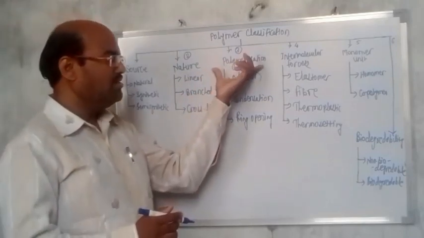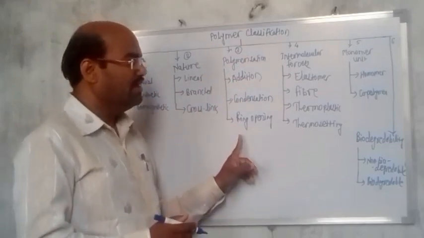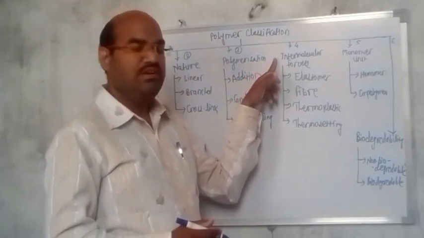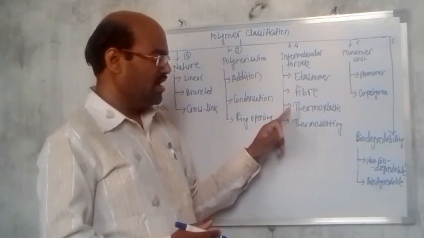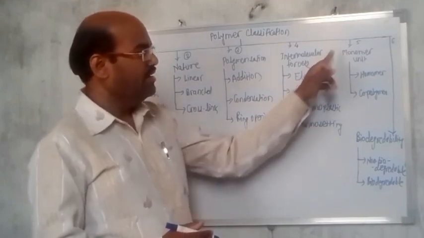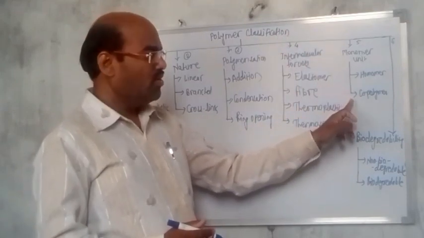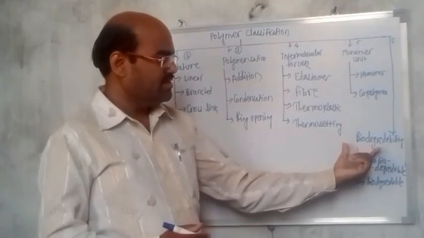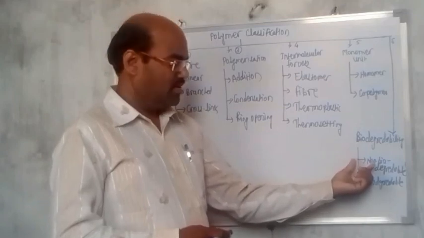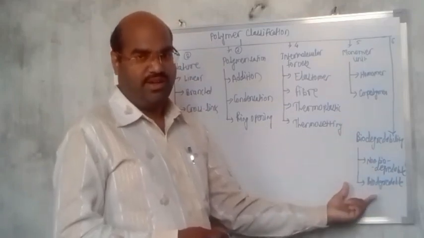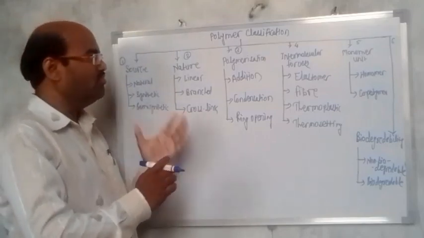Then third, polymerization process, addition polymer, condensation polymer and ring opening polymer. Then the classification based on intermolecular forces, elastomer, fiber, thermoplastic and thermosetting polymer. And classification based on monomer unit, it's having homomer and copolymer. And last, 6 number, classification based on their biodegradability. The 2 type of polymer, non-biodegradable and biodegradable. These are overall summary of the introduction and classification of the polymer.